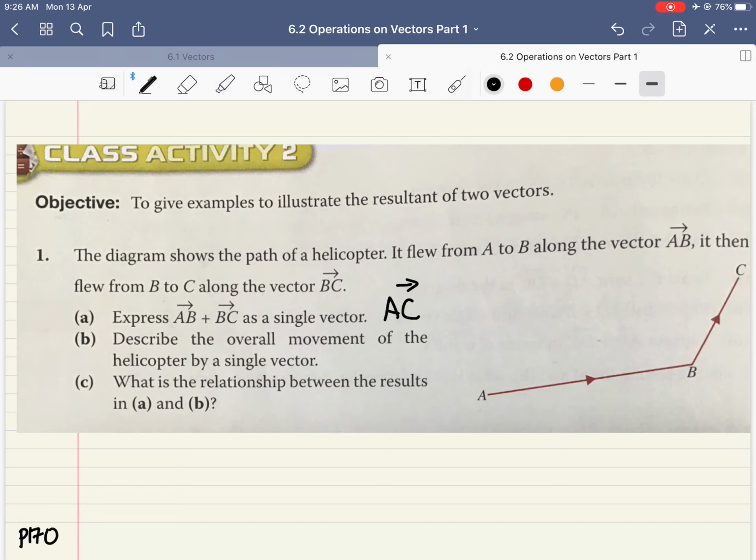Now they say describe the overall movement of the helicopter by a single vector. It is once again AC. What is the relationship between the results in A and B? They are equal.